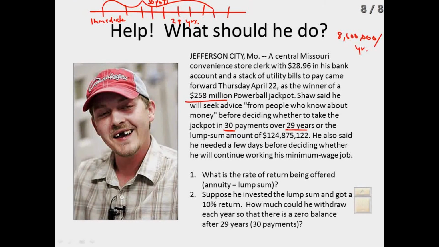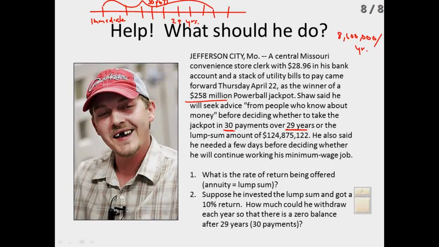Okay, so it says he's only got $28.96 in his bank account and a stack of bills. So he's also, in addition to not taking good care of himself, showing that he's not particularly good at managing his money, perhaps. But of course, that could be because he hasn't had enough to manage. So hard to say. Okay, what else?